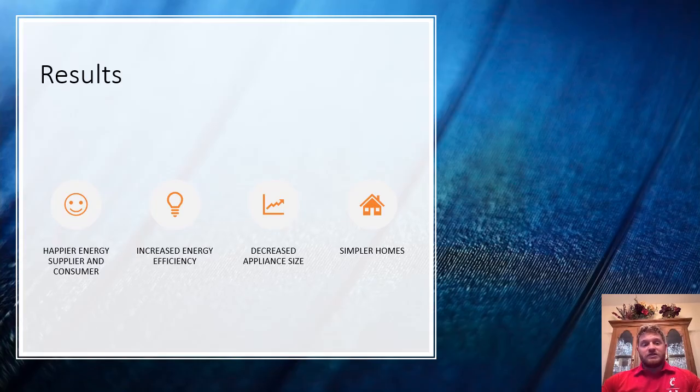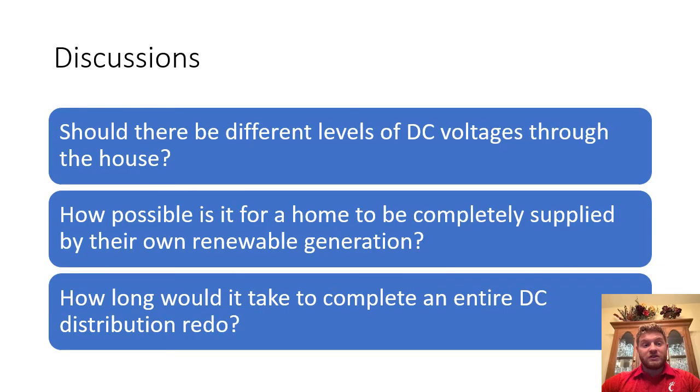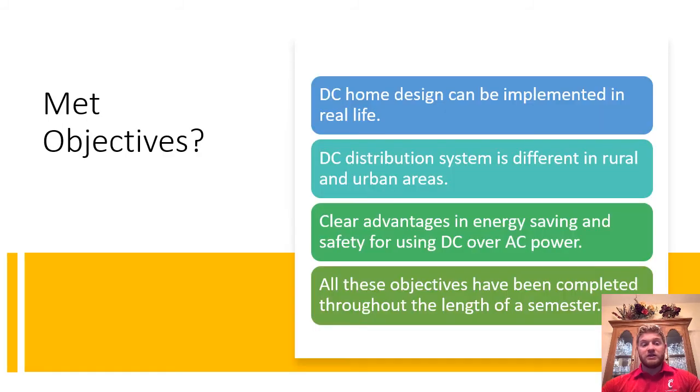The results of this design project would be a happier energy supplier and a happy energy consumer, increased energy efficiency, decreased application size, and simpler homes. Some discussion questions I had are, should there be different levels of DC voltages through the house? How possible is it for a home to be completely supplied by their own renewable generation? And how long would it take to complete an entire DC distribution redo? Did this project meet its objectives?